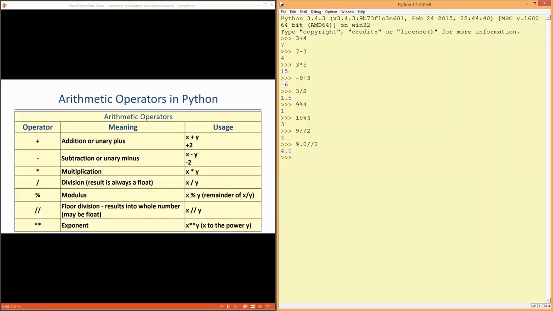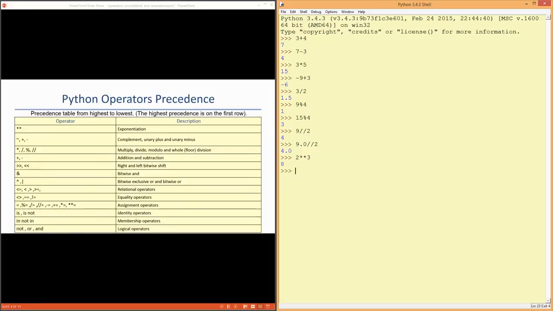And last, we have the exponent, which shows you a number to the power of another number. For example, 2 to the power of 3, of course the answer is 8. The arithmetic operations are very easy to learn. However, there is another point that I should mention, and that is the precedence of operators. Let me start by giving you an example.